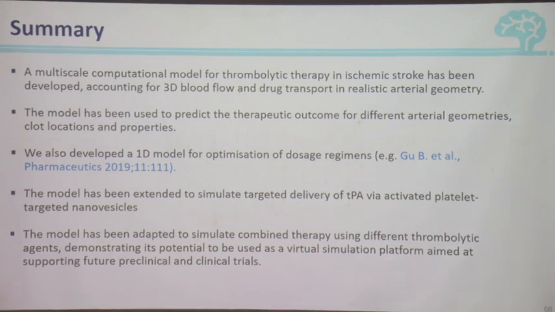And also we've extended the model to simulate targeted delivery using nanovesicles. So it's not limited to the specific liposome-based nanoparticles that I showed you, which we published. My colleagues and I are jointly developing new nanoparticles, so we continue to use the model to adapt to different types of nanoparticles for targeted delivery. And the model can be adapted to simulate different combination therapies, for example, different drugs, as I showed you. So eventually, we're hoping that we'll be able to continue to refine the model and validate the model.